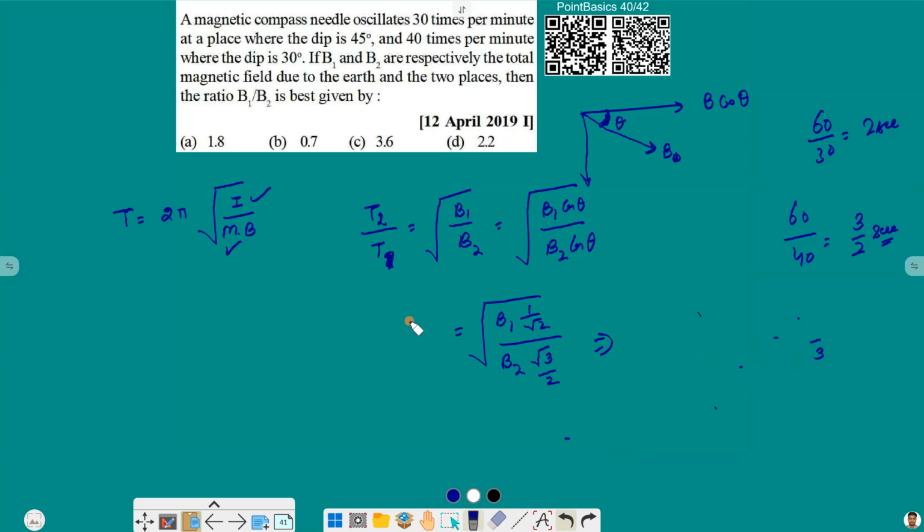So it will be T2, that is 3 by 2, divided by T1, that is 2. Now squaring both of these, it will be 9 by 16 is equal to B1 by B2, 1 by root 2, 1 by root 3 and 2 here. So B1 by B2 is equal to 9 root 2 root 3 divided by 32. Solving this, we get 0.7. So option B will be the right answer.